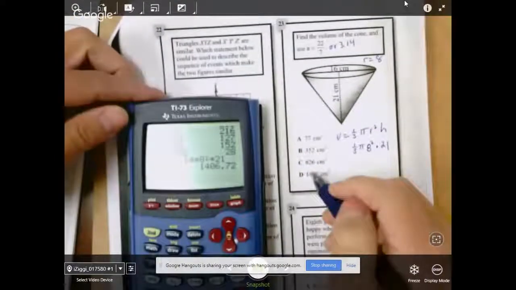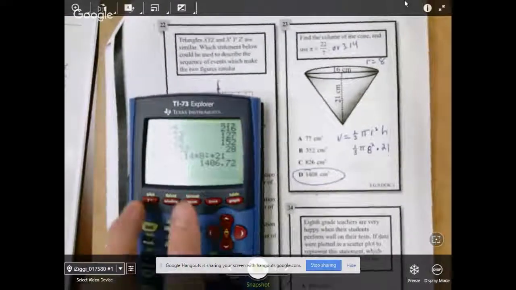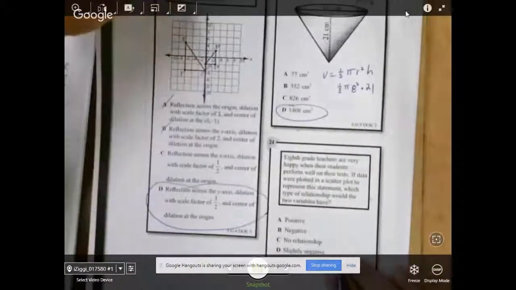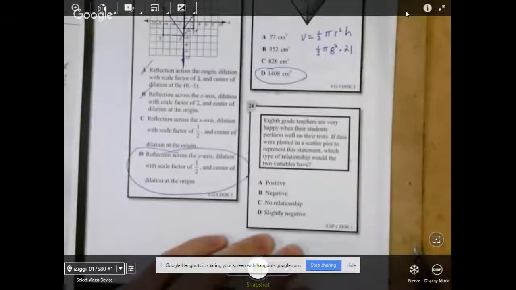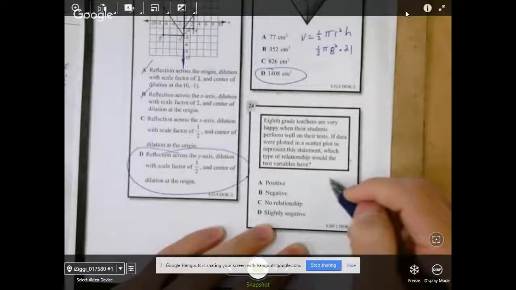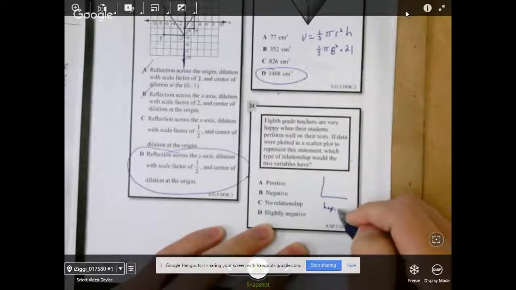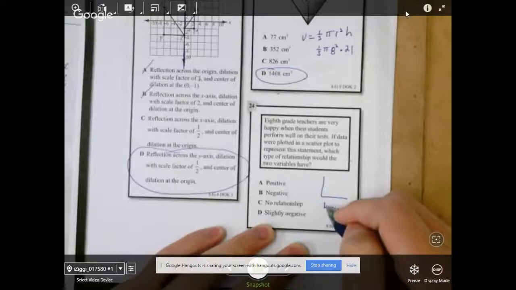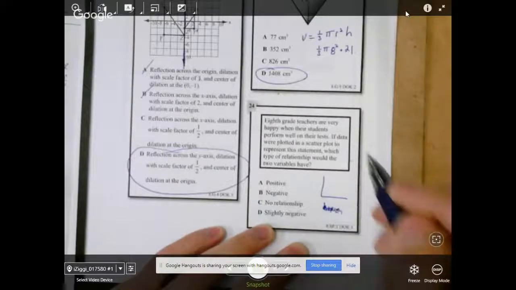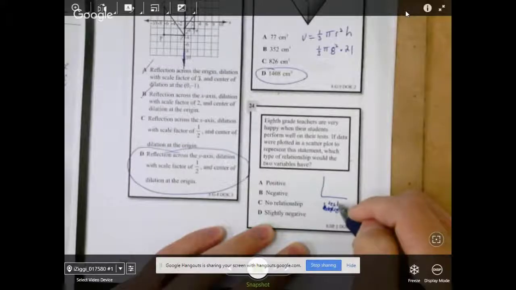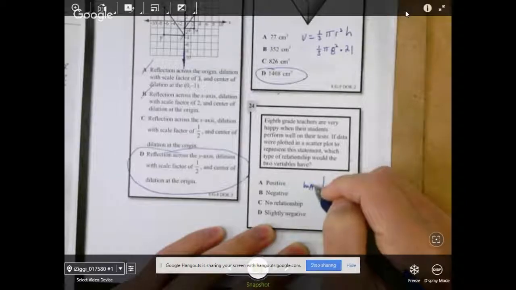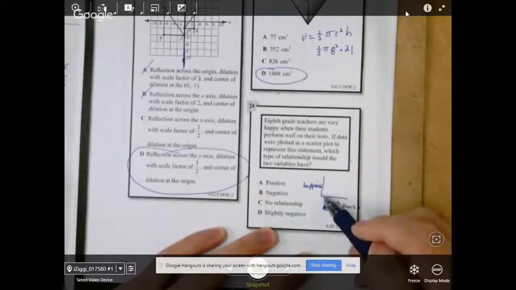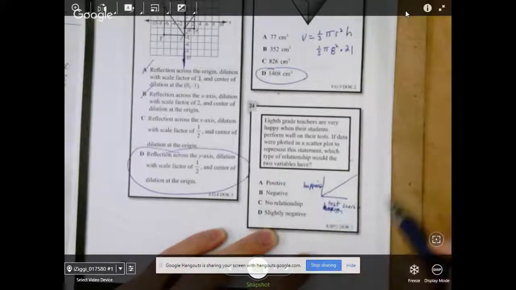Okay, number 24. Eighth grade teachers are very happy when their students perform well on tests. If data were plotted in a scatter plot to represent the situation, which type of relationship would the two variables have? Well, the independent variable looks to be the test scores, and then the happiness level of the teachers. So as the test scores increase, the happiness level would also increase. So this would be a positive correlation.